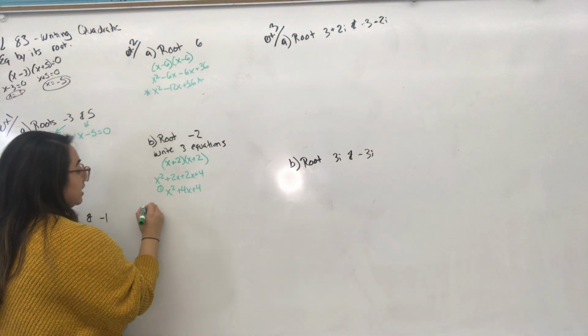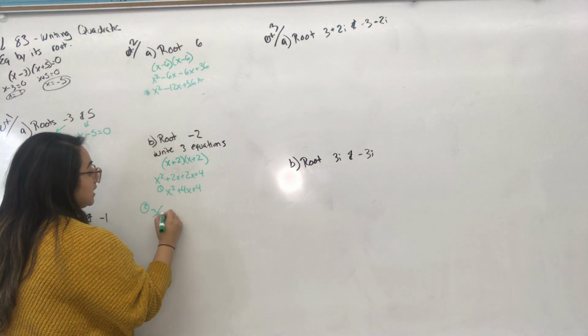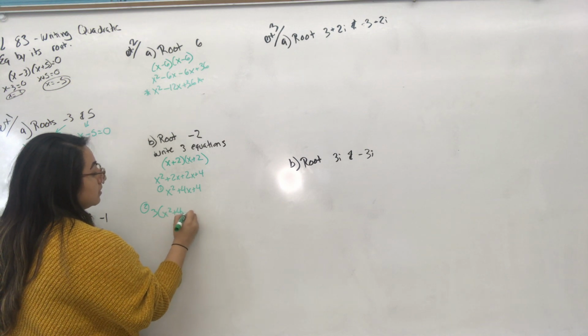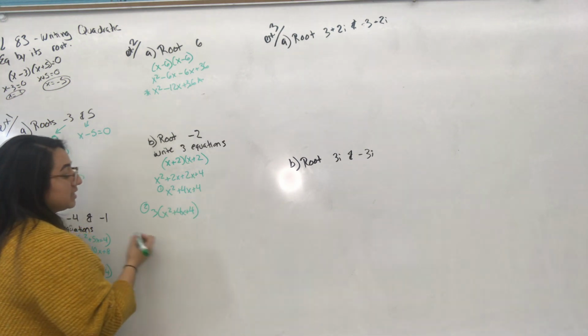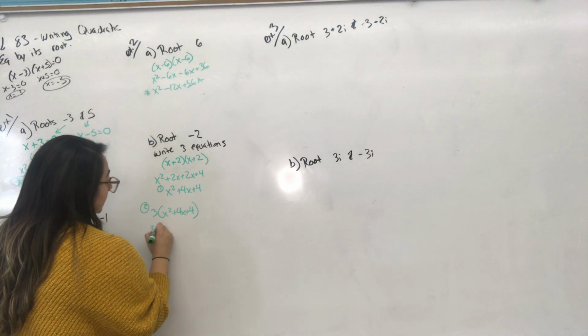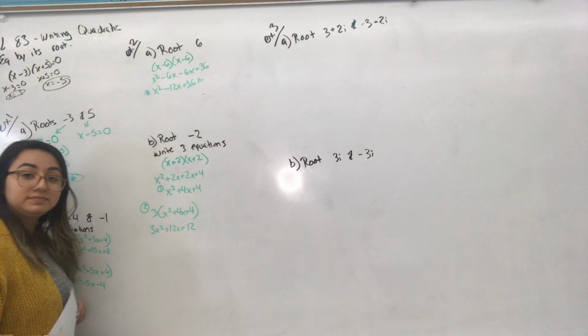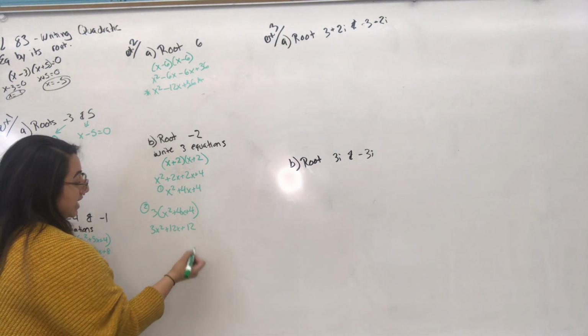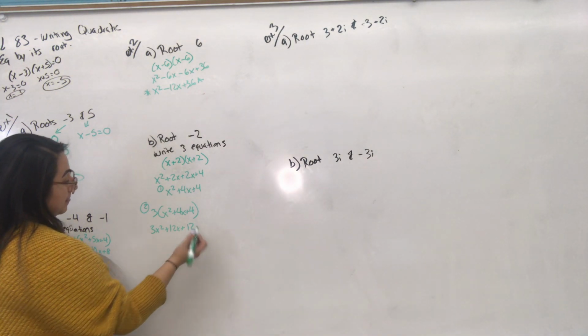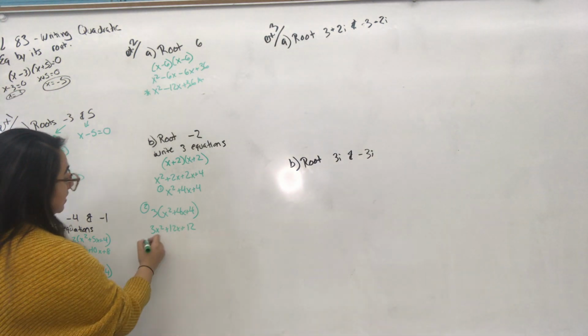My next equation, let's go ahead and multiply it by 3. So 3 times that original equation. So 3 times this whole thing, I get 3x squared plus 12x plus 12. And now, 3 times 4 is that? Yeah. That's the second one.